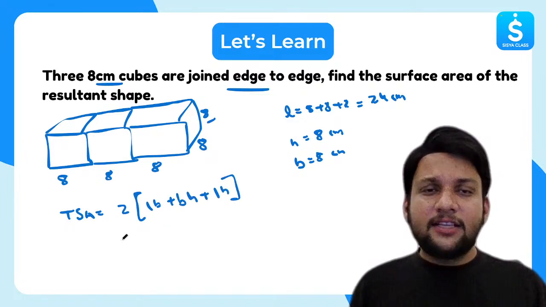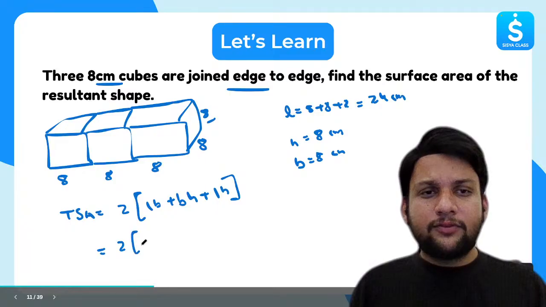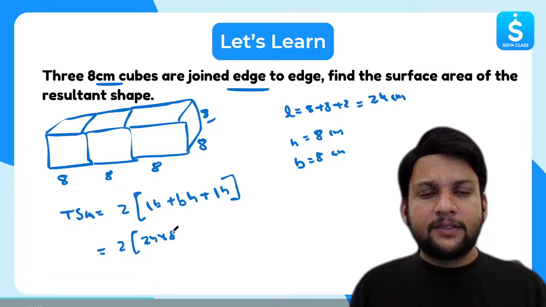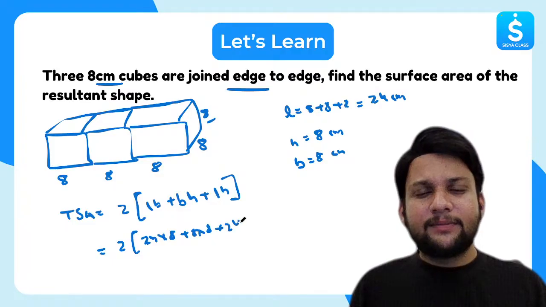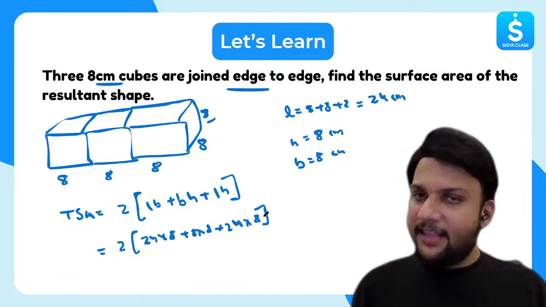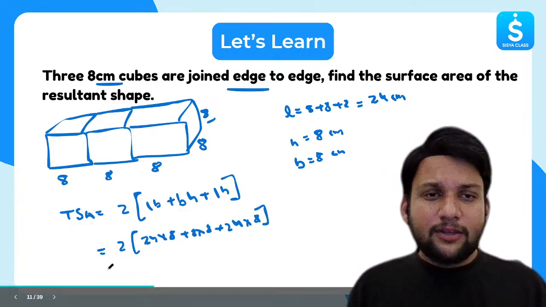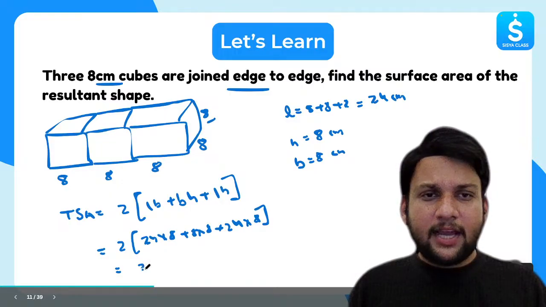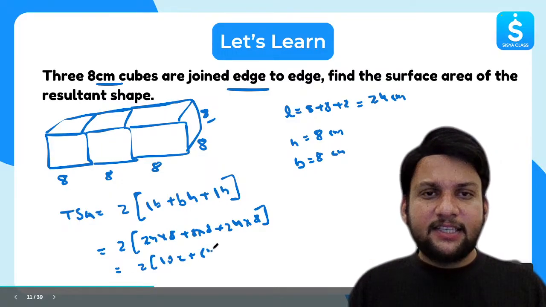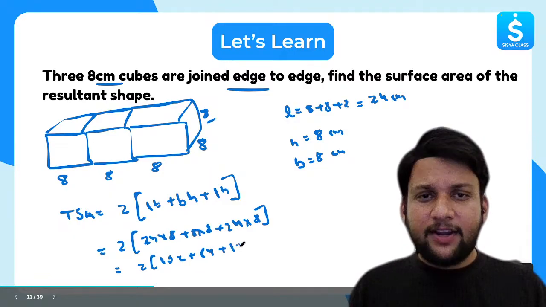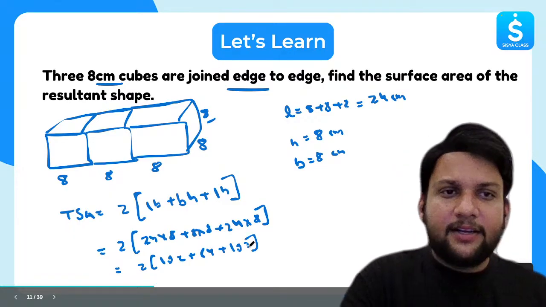Very easy. Now length is what, 24. So 2 times 24 into 8 plus 8 into 8 plus 24 into 8. Right. Length is 24, h is 8, b is 8. So if I try to simplify this, I will get 2 times, this is 192 plus 8 times 8 is 64 plus 24 times 8 is again 192. I will do it in the next page.